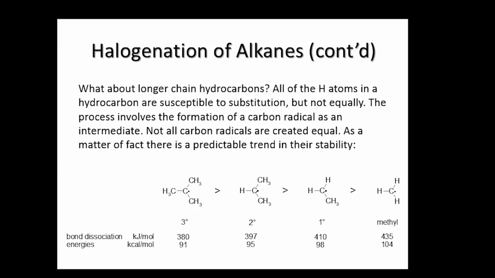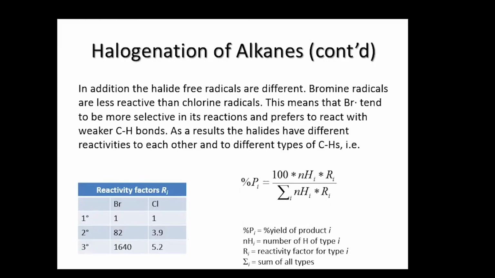So now, what about the difference between bromine and chlorine radicals? The bromine radicals are less reactive than the chlorine radicals, so they're more selective in the reactions. It prefers the weaker C-H bonds, which leads you to think that the tertiary, which is a weaker C-H bond, will react preferentially with bromine, and that's exactly what we see. It's about 1,600 times as reactive as chlorine.